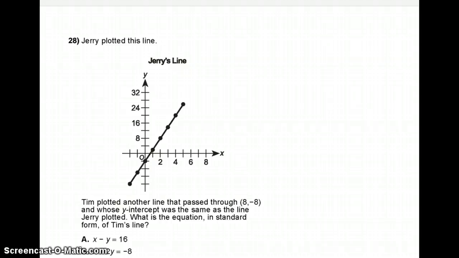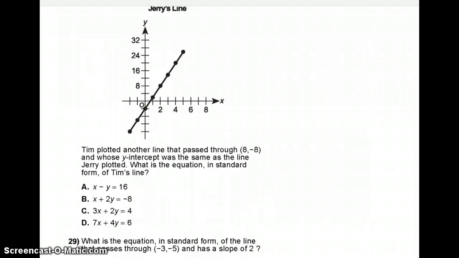28. Jerry plotted this line. Tim plotted another line that passed through 8, negative 8, and whose y-intercept was the same as the line Jerry plotted. What is the equation in standard form of Tim's line?